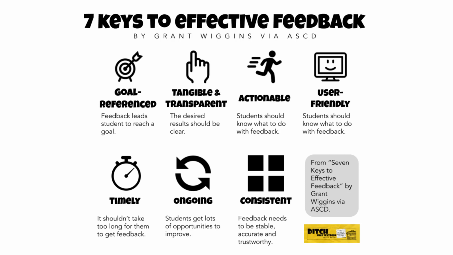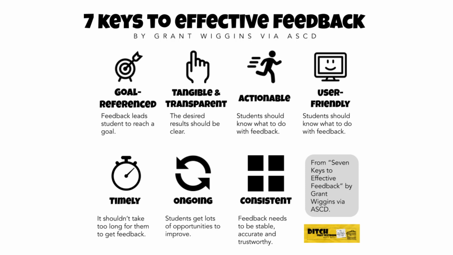And so in that post, he talks about how feedback should be goal referenced. It should lead students to reach a goal. We're kind of coaching them along to be able to do something. Feedback should be tangible and transparent, meaning that the desired results should be clear. We should know what we're trying to reach and everybody should be able to see it. Feedback should be actionable. Students should know what to do with the feedback once they've gotten it. So once they've gotten it, they know what the next steps are.